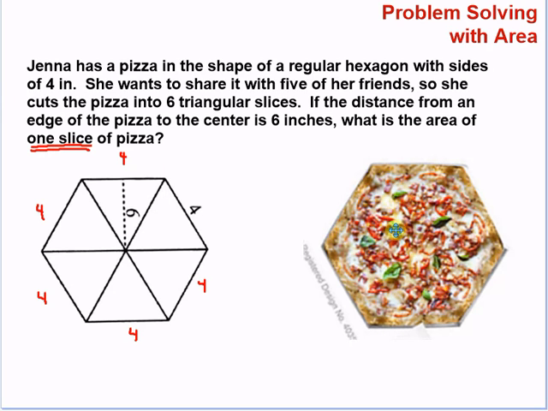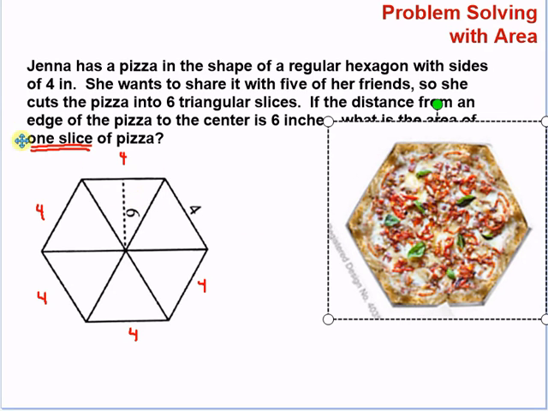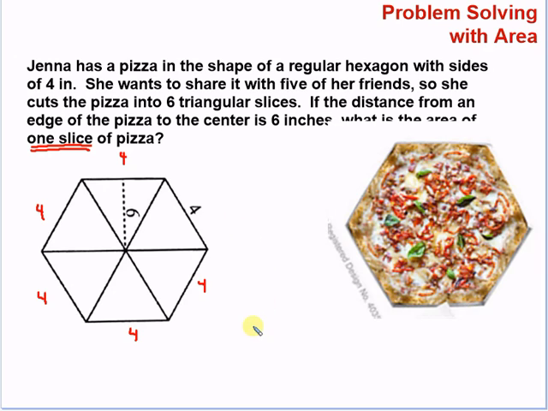Now, what shape is that slice of pizza? Hopefully you said it, or at least thought about it. That is a triangle. And what is the formula for the area of a triangle? You better remember this. Base times height divided by 2. Base times height divided by 2. What is the base of my triangle?